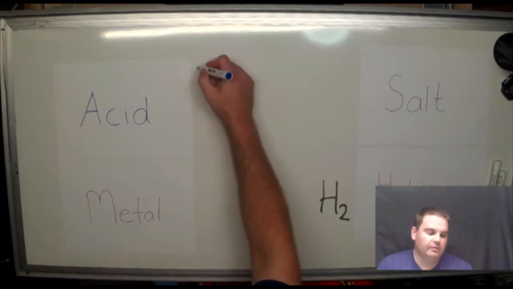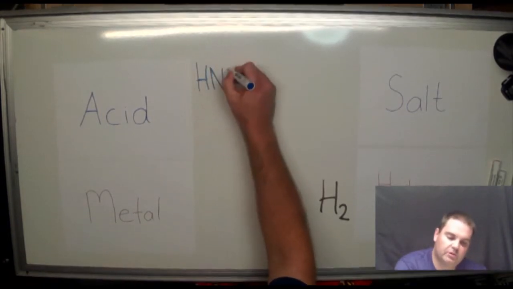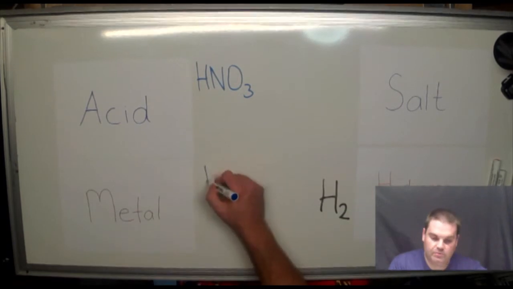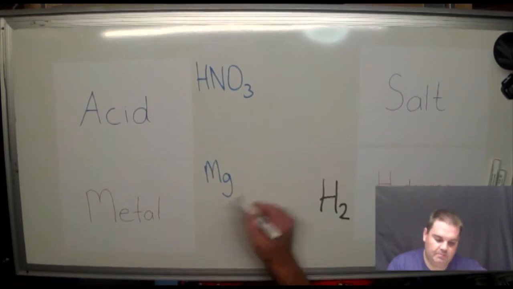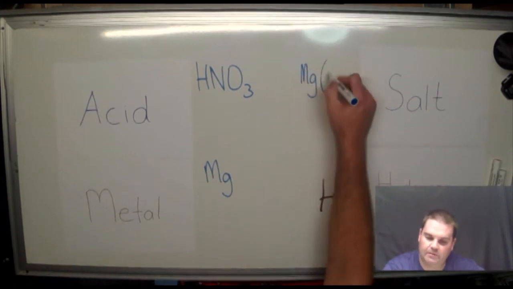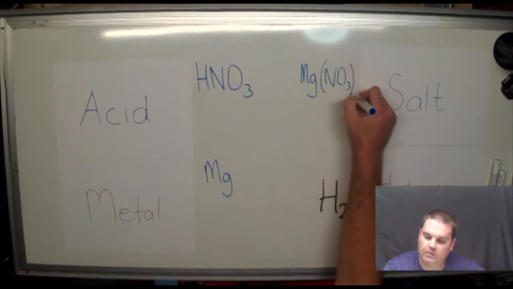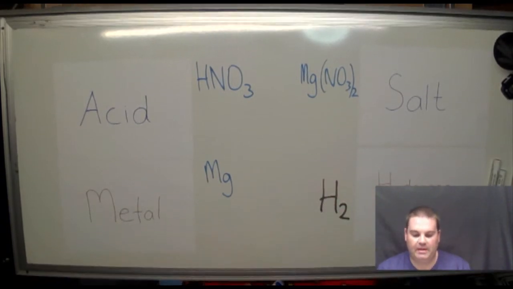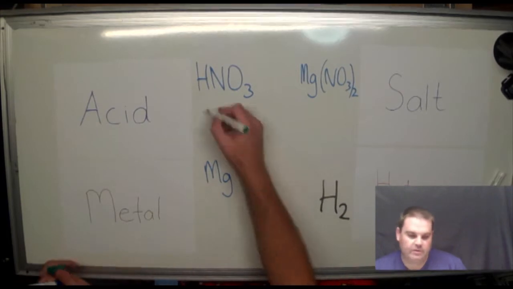So first acid, let's go back to nitric acid, HNO3. Let's combine that with a metal, let's say magnesium. The salt that we're going to get from this is magnesium nitrate, and hydrogen gas. You would write up a balanced equation for that. Let's look at another one.